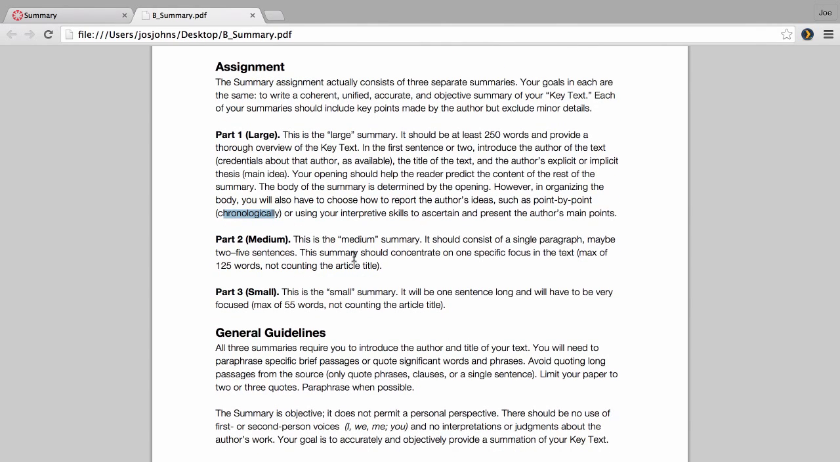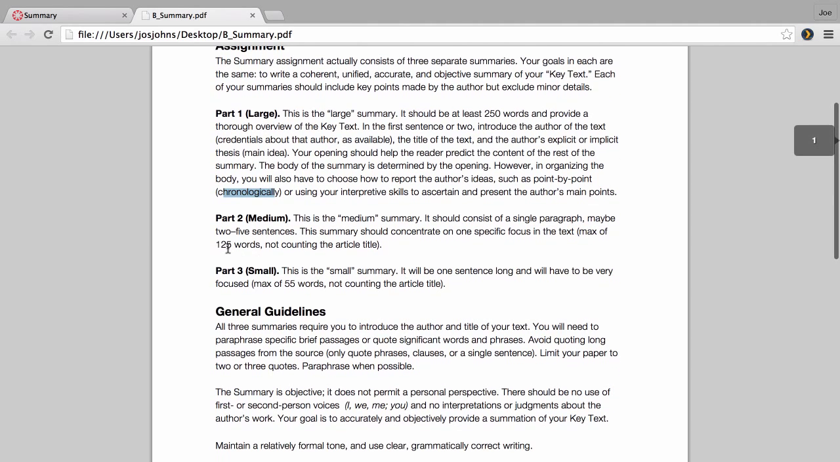Note here the medium summary is a condensed version of this, a single paragraph, maybe 2 to 5 sentences. So this one will be longer. It might be 2-3 paragraphs. You're going to a max of 125 words, not counting the title. And then finally, there's a small summary, a max of 55 words.